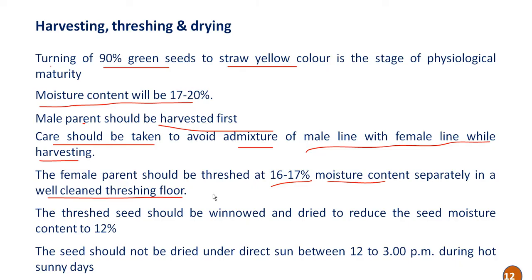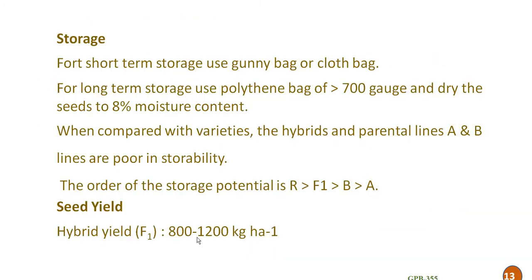The threshed seed should be winnowed and dried to reduce the seed moisture content to 12%. While drying, the seed should not be dried under direct sun between 12 and 3 p.m. during hot sunny days. So these are some techniques or precautions we have to take while harvesting, threshing and drying of the hybrid seed. Last is storage.